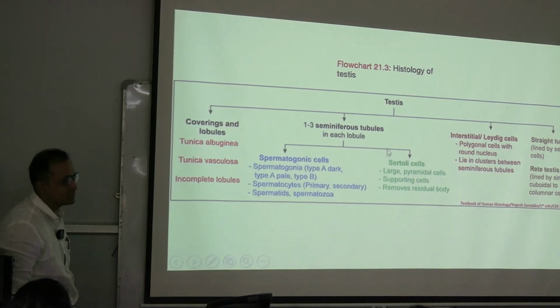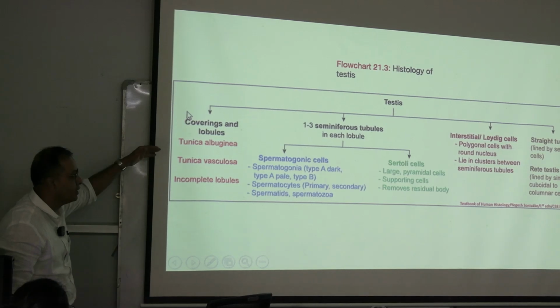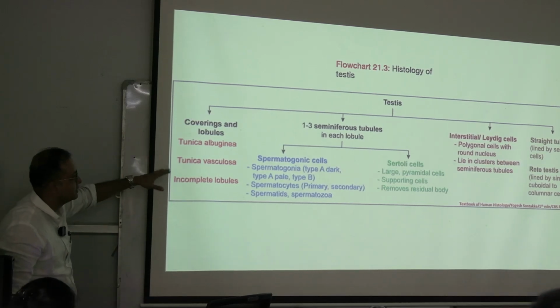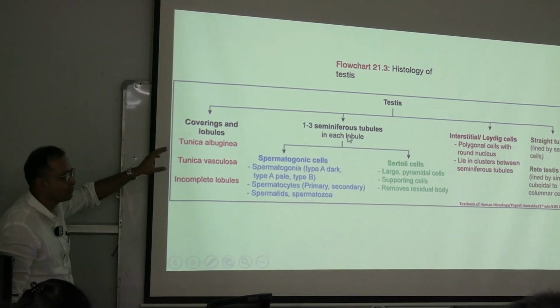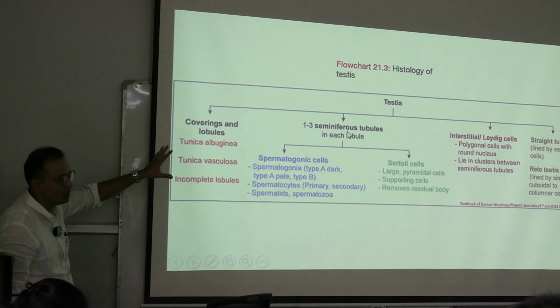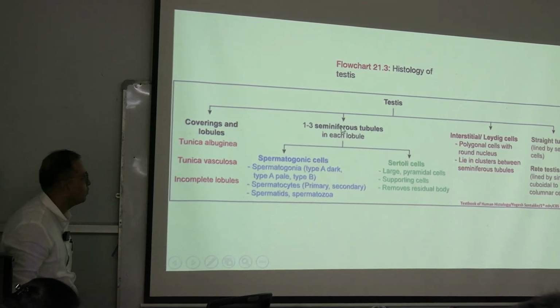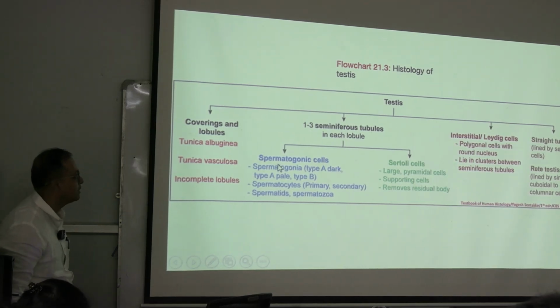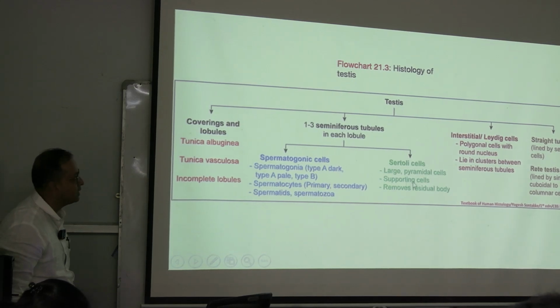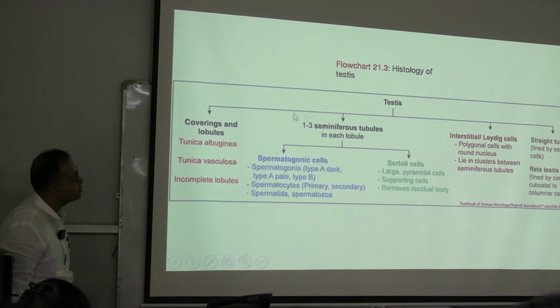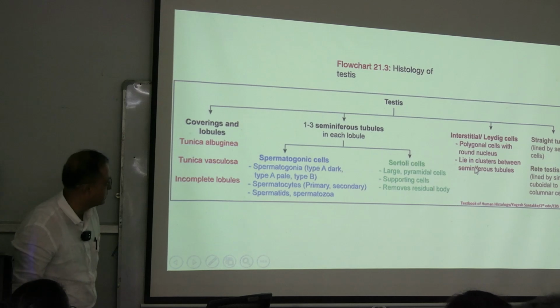So to summarize the testicles, we are going to see this. We have the coverings, made from outside to inside. Then we have the seminiferous tubules present in each small lobule, one to three depending on the lobules. Each of them is occupied by germ cells and Sertoli cells. Then outside the seminiferous tubules, we have the Leydig cells, and these Leydig cells are the cells producing the hormones.